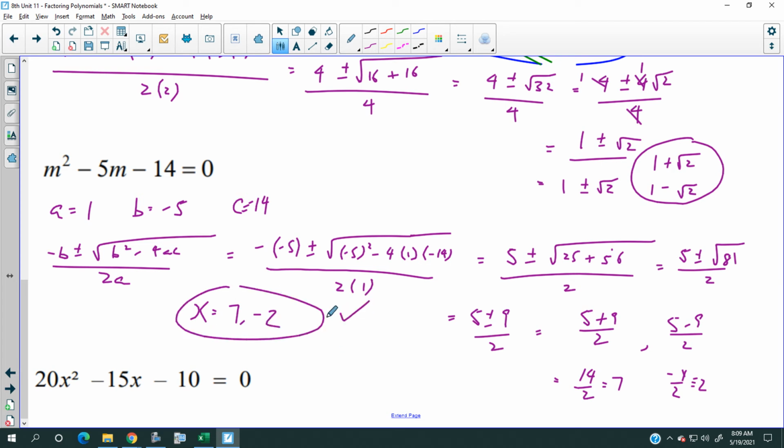So if you understood it, fantastic. If you don't 100% get it, it's okay. We're gonna spend 2 more days practicing this.